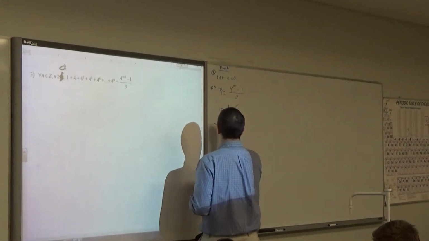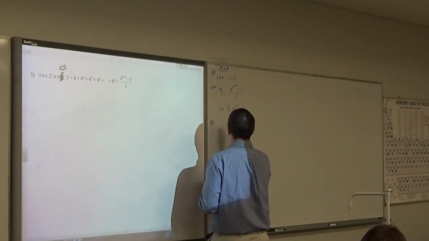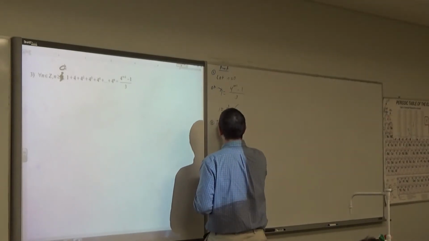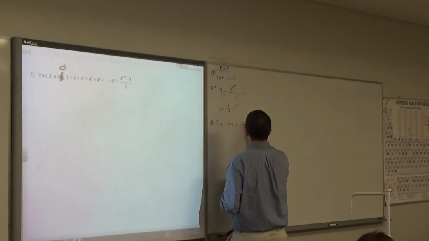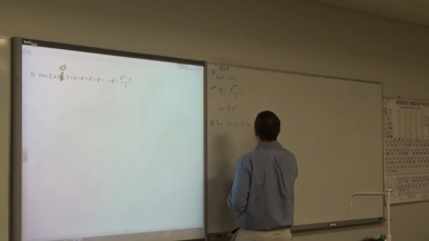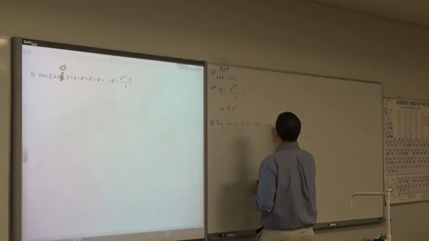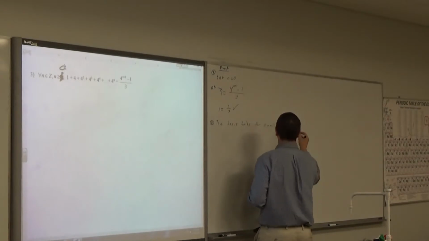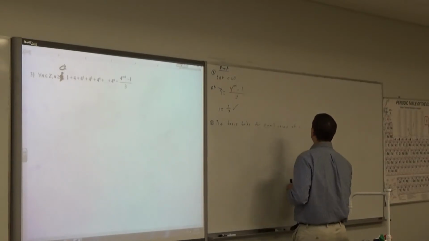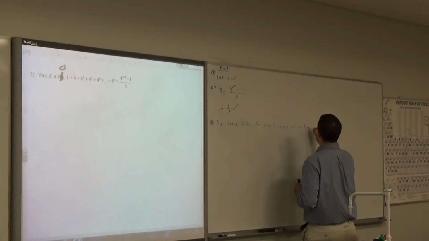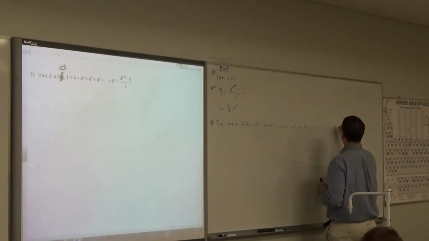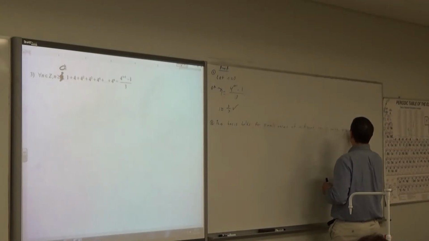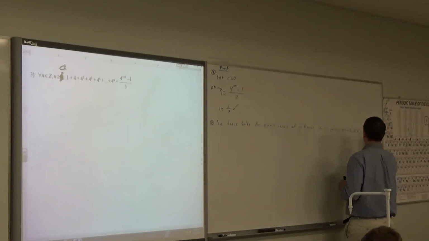So our second step, the inductive hypothesis. Thus, the basis holds for small values of n. Let's assume the result holds. So we assume the result holds for all n equals k, where k is an integer.